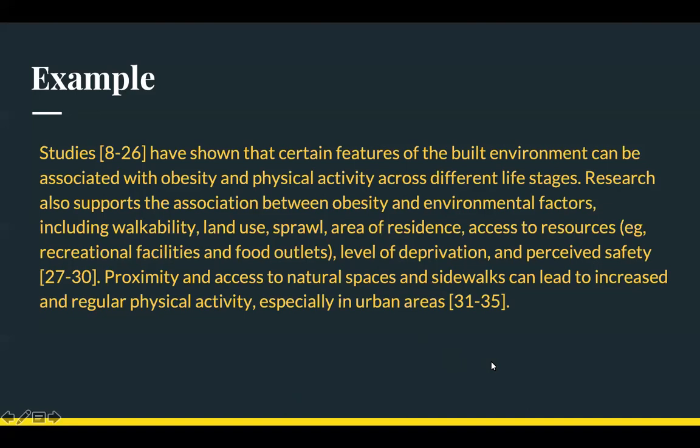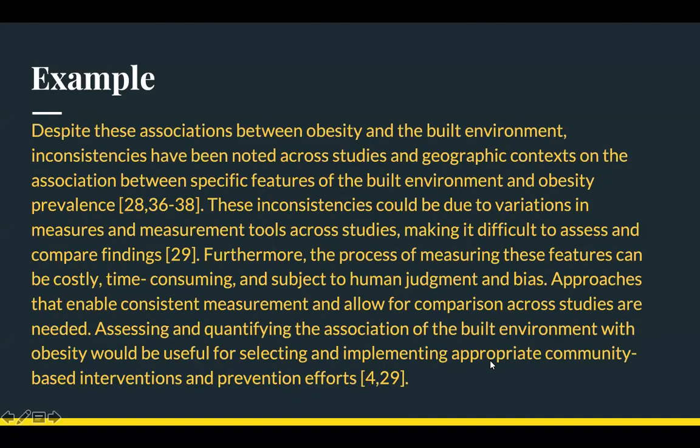Okay, moving on to the next paragraph. So the last paragraph is where we state the specific problem that we're trying to address in this paper.